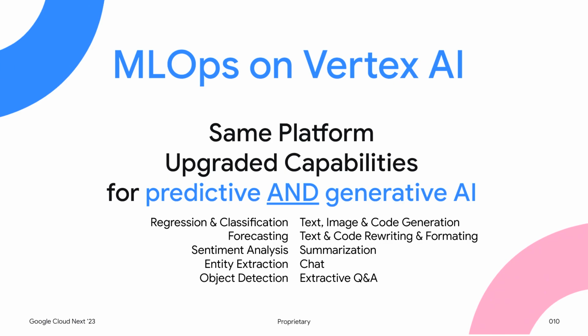Really, MLOps on Vertex AI is the same platform upgraded to support both predictive and generative AI capabilities. So like a lot of you who raised your hand on the last question, whether you're developing, deploying models around regression, classification, object detection, forecasting, or looking into new use cases around code and text generation, summarization, chat Q&A, we really do believe that you can use the same platform to manage that AI lifecycle.